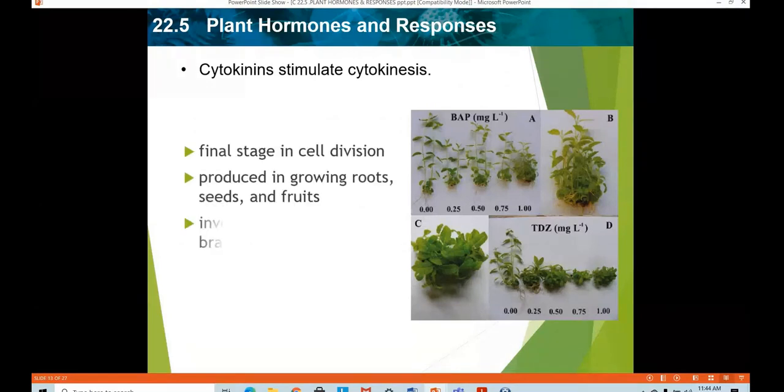They stimulate cytokinesis. You can see the same information repeated in this slide as well. They are produced in growing roots, seeds and fruits, and they are involved in the growth of side branches.